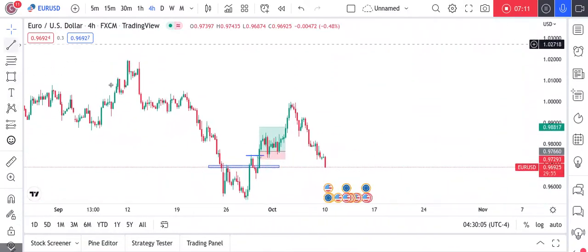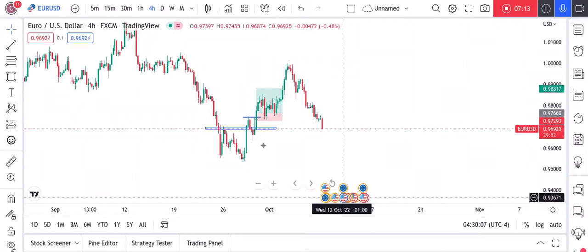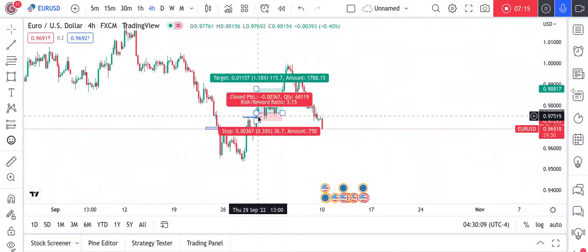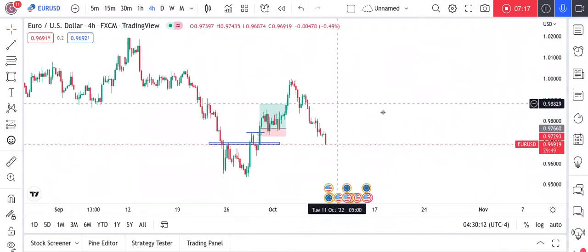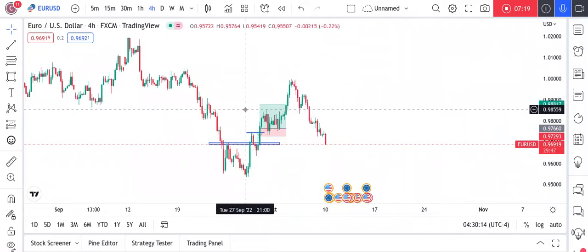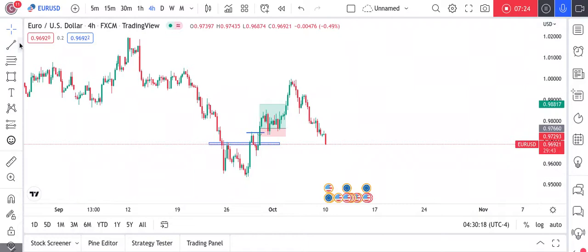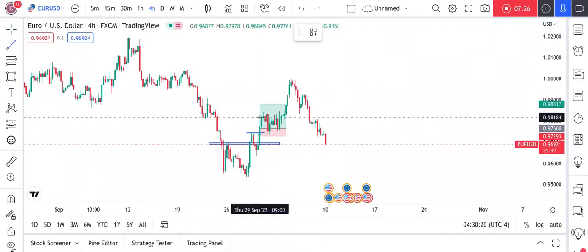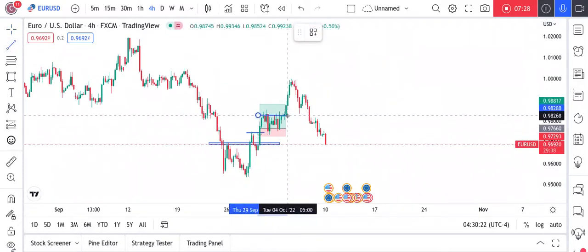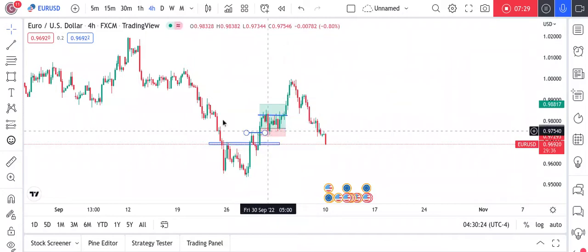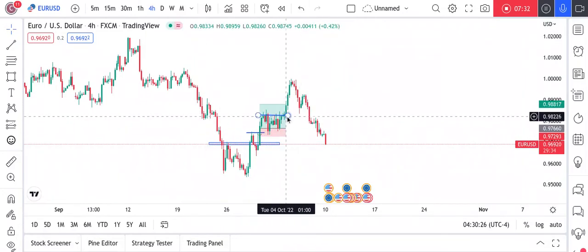So remember we have a break of structure here. Now we again had another break of structure here, because clearly we can see that the market consolidated and broke structure here. So we have another entry, multiple touches. So this is a definite.